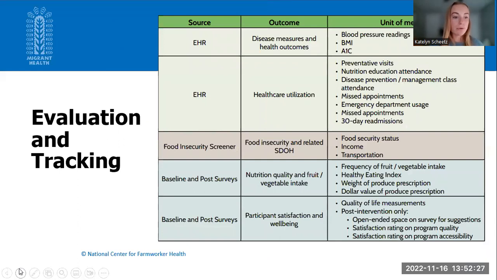So I'll be brief with evaluation and tracking. What I'd like to say about this is that the better you document your program and the better you evaluate the program, oftentimes the better data and the better story you'll be able to tell, especially if you're looking to expand your program and you're looking for funding. So we've included a broad variety of evaluation measures that you might choose to use for your program, and where these might come from.